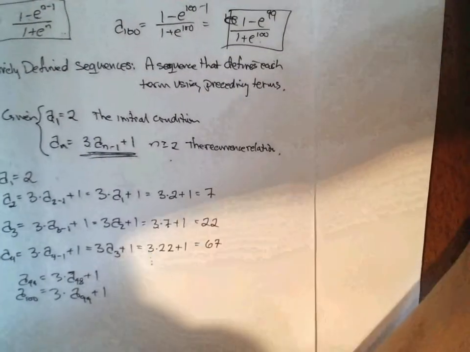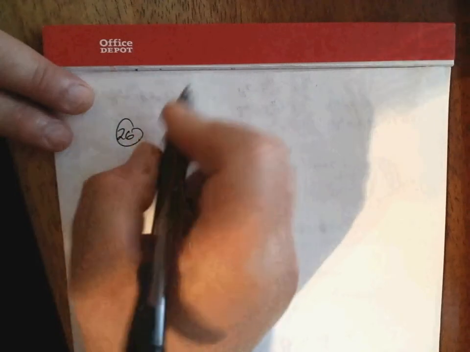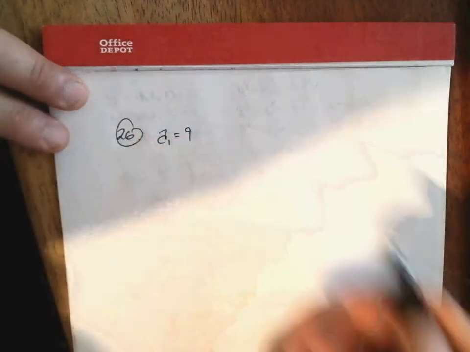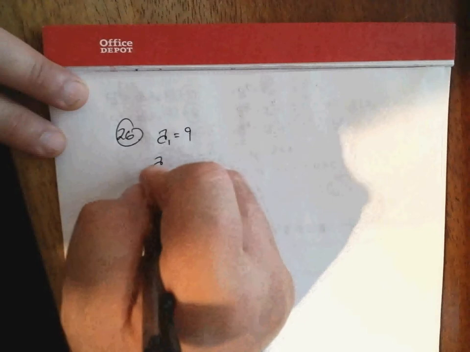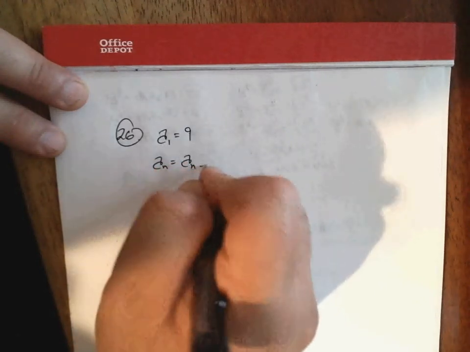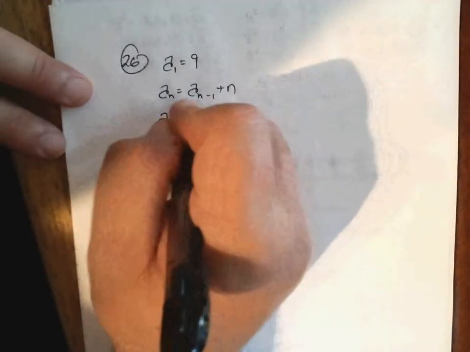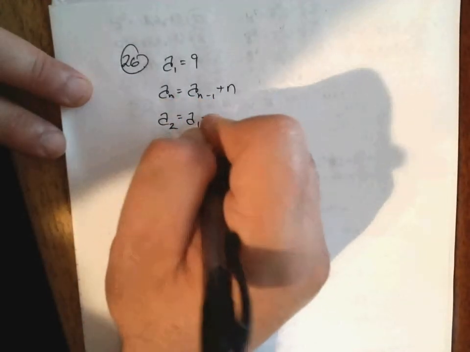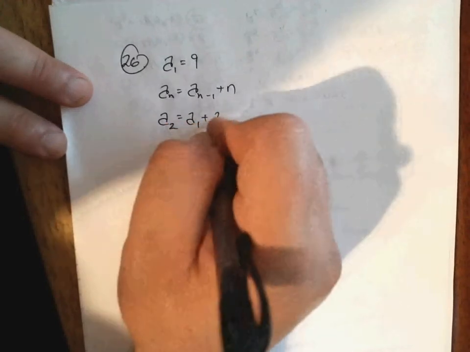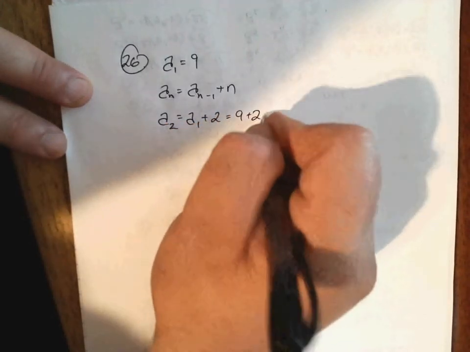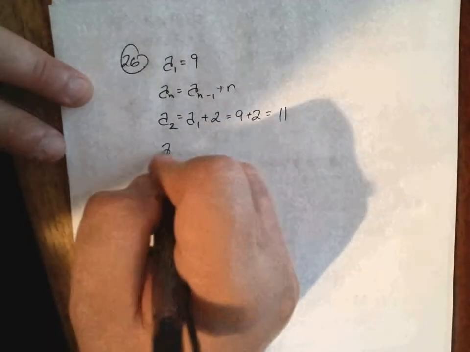In problem number 26, the author asks you to write the first 5 terms of the sequence, and he gives you a recursively defined function to practice with. So 26, write the first 5 terms, where the first term is 9, so we got that one already, and the nth term is the n minus 1 term plus n. So that means I have to come up with the second term. Well, the second term is going to be the previous term plus n, where n is 2. So that is 9 plus 2 is 11.